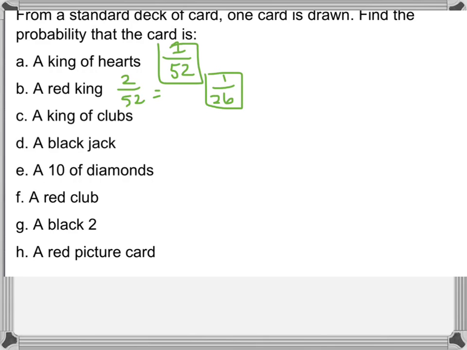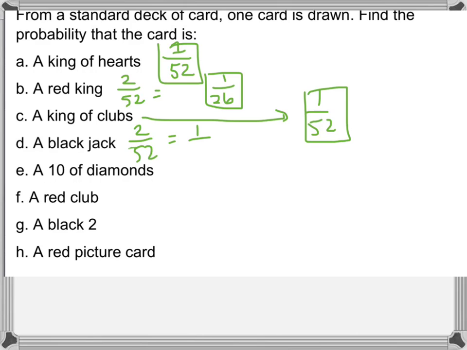Okay. King of clubs. So a king of clubs, again, just like a king of hearts, there's only 1 of them. A black jack. Remember, there's 2 suits that are black, the spades and the clubs. So there are 2 black jacks. So 2 out of 52 or 1 out of 26. A 10 of diamonds, there's only 1 10 of diamonds.